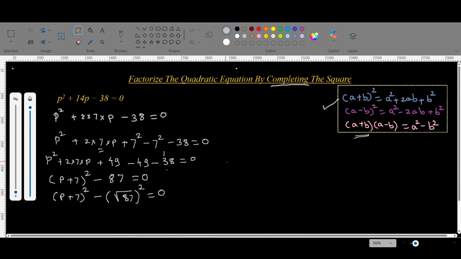This can be rewritten as p plus 7 plus root 87 into p plus 7 minus root 87 equals 0, and the equals 0 remains as it is, because all along we have the LHS and RHS. So equals 0 will appear at every step. So finally we can say that p squared plus 14p minus 38 equals 0 can be factorized as p plus 7 plus root 87 into p plus 7 minus root 87.